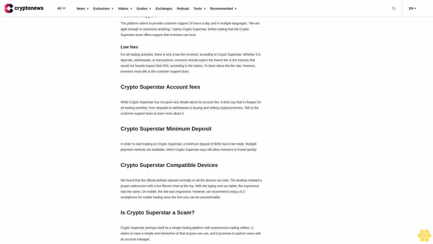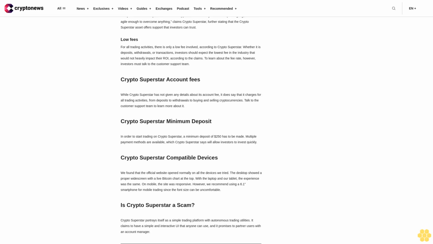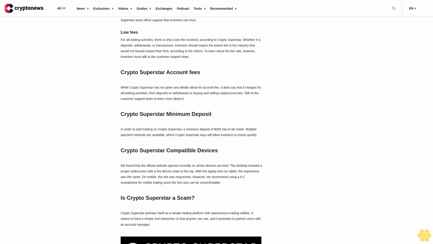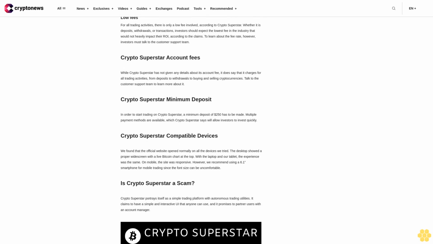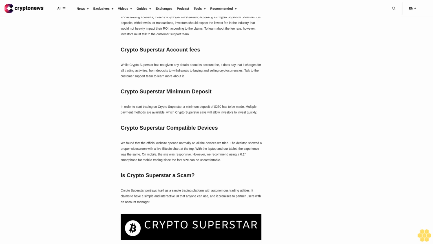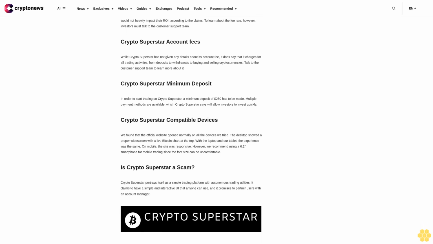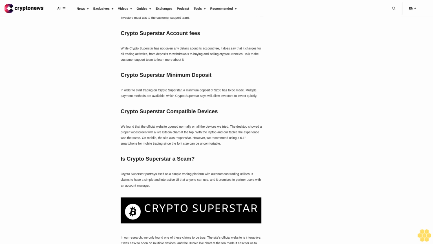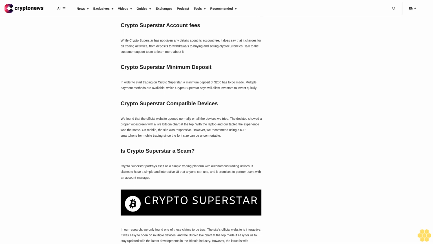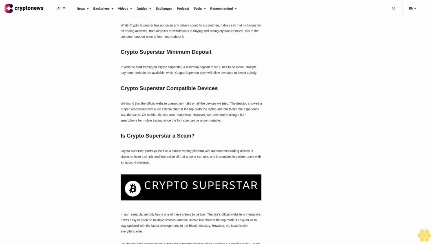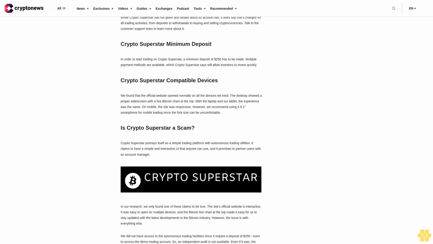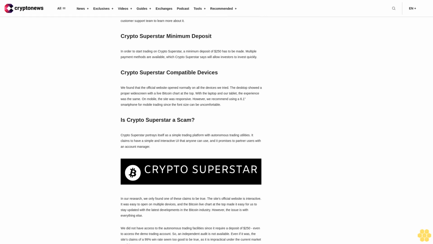We are agile enough to overcome anything, claims Crypto Superstar, further stating that it offers support that investors can trust. Low fees. For all trading activities, there is only a low fee involved, according to Crypto Superstar. Whether it is deposits, withdrawals, or transactions, investors should expect the lowest fee in the industry that would not heavily impact their ROI, according to the claims. To learn about the fee rate, however, investors must talk to the customer support team.